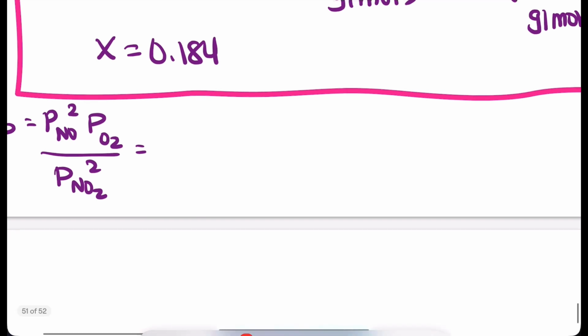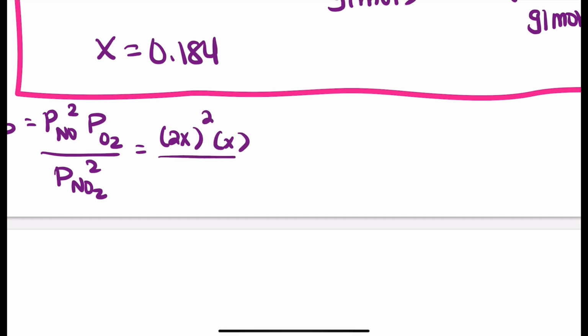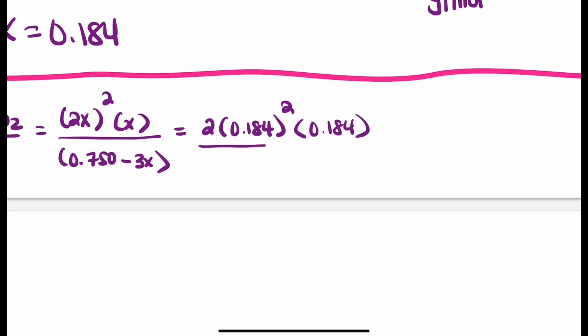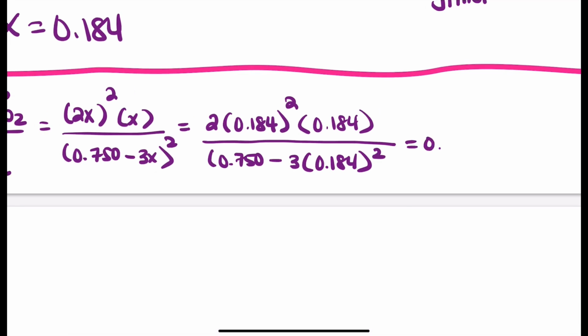At equilibrium, I've got 2x squared times x over 0.750 minus 3x. Substituting in the value of x now: 2 times 0.184 quantity squared times 0.184, divided by 0.753 minus 3 times 0.184, quantity squared. This gives me a value of 0.636, but that is Kp.